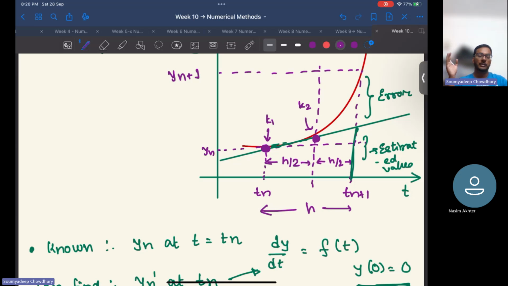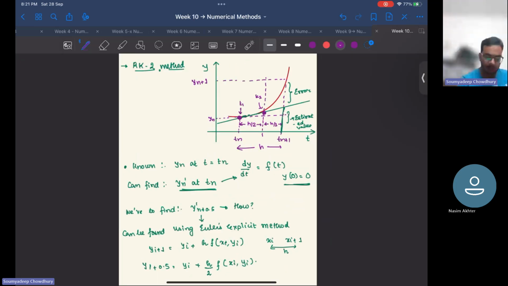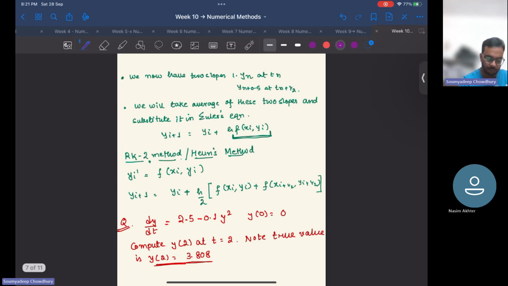If you see the RK4 method, we'll be dividing the gap between Tn and Tn plus 1 into 4 subintervals. And then we'll be having K1, K2, K3 and K4 there. So there we will see why it is RK2 and RK4. Is it clear? Okay, yeah, clear. Clear, right? Okay. Now we will see the RK4 method. Okay.